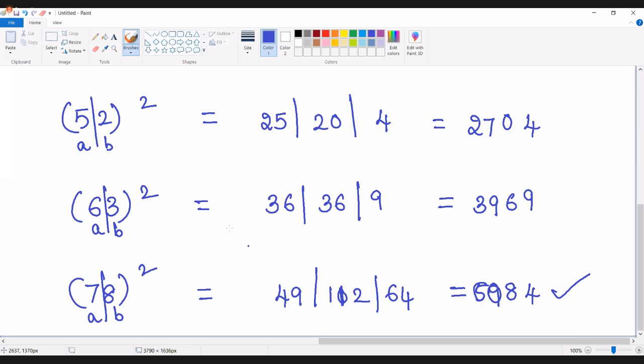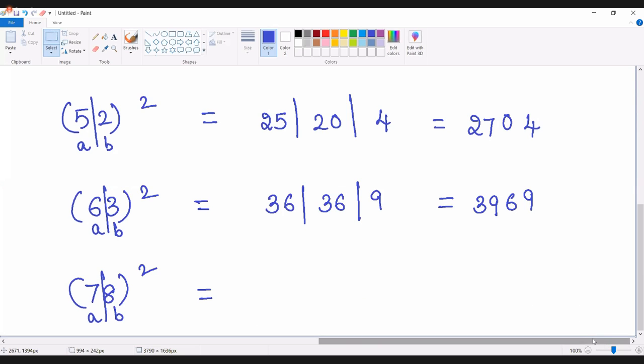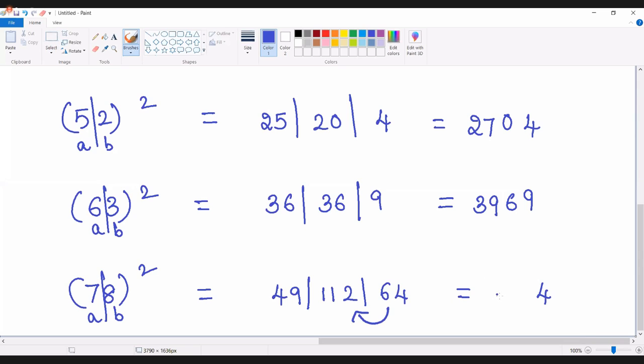78 square, no? I am repeating. 7 square, A square is nothing but 7 square, 49. 7 8s are 56. Double of 56 is 112. 8 square is 64. Take the last digit that is 4. Send it as carry. 112 plus 6, 118. Send 11 as carry. It is going to be 6084.